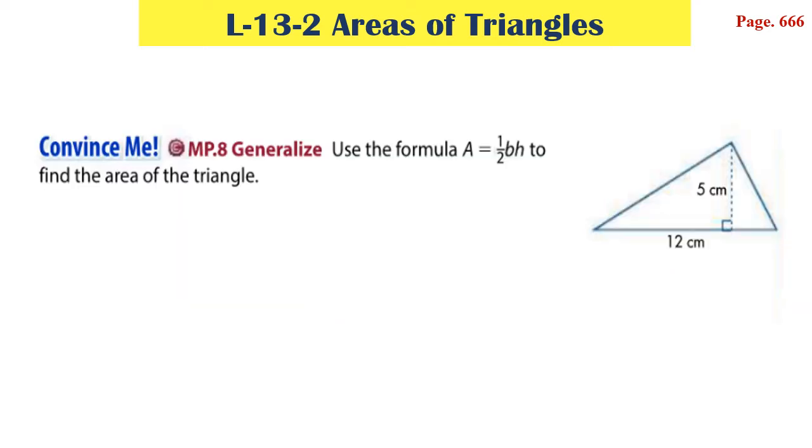My dear students, have you got the answer for the Convince Me question on page number 666? What is the question? Use the formula A equals 1/2 BH to find the area of the triangle at the right. Very good. Area, A equals 1/2 times 60, which is equal to 30 square centimeters.